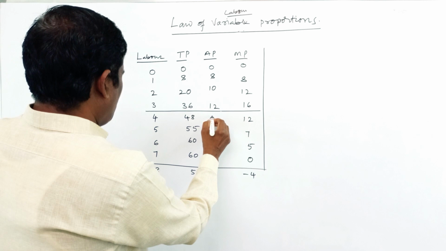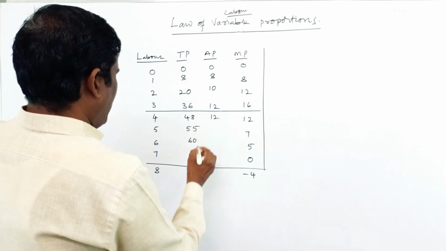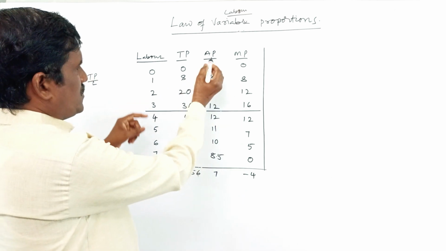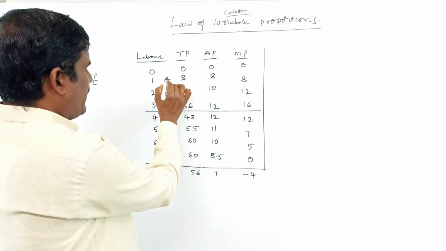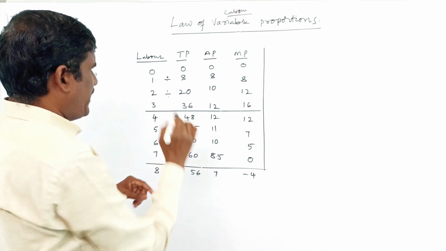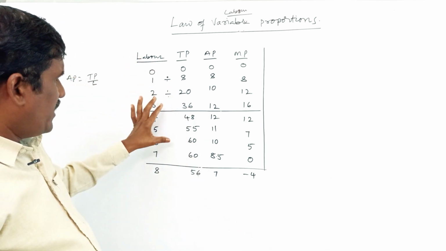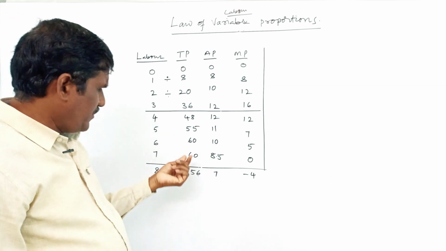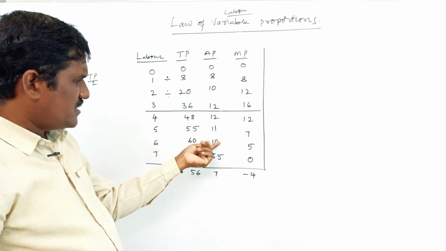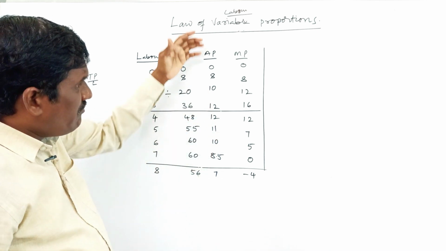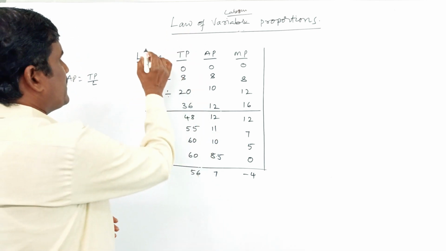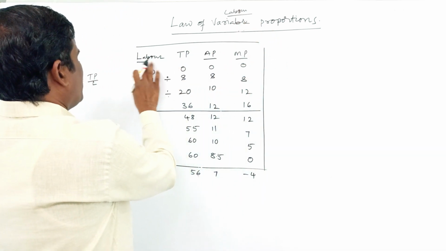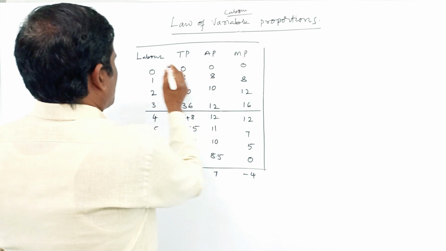Okay, next 12. And once again you observe here. TP divided by the number of labor, we get the average production. Simple: 60 divided by 6, 10. So this is the way of finding the average, marginal and total production.